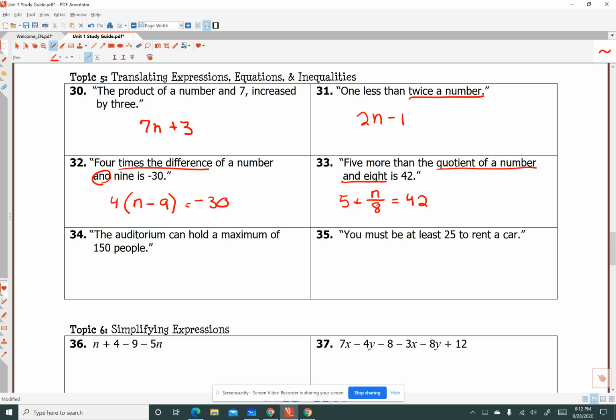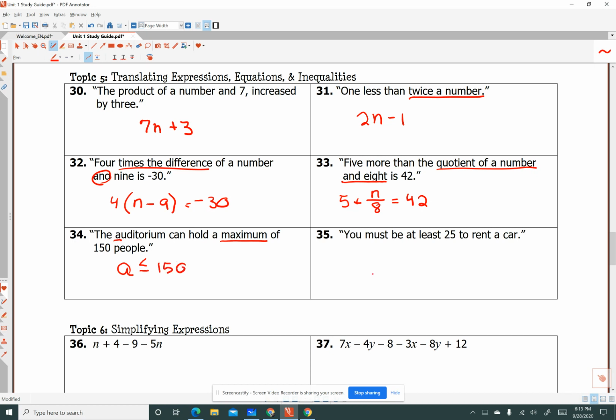The auditorium can hold a maximum of 100 people. So I'll use the first letter, A for auditorium. If it's a maximum, then 150 can be part of the answer set. So A is less than or equal to 150.